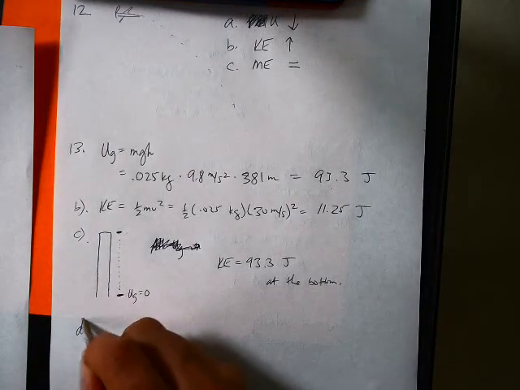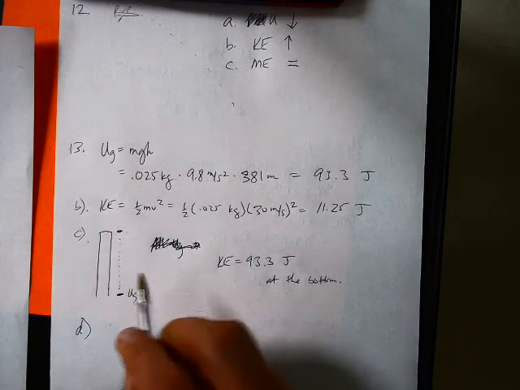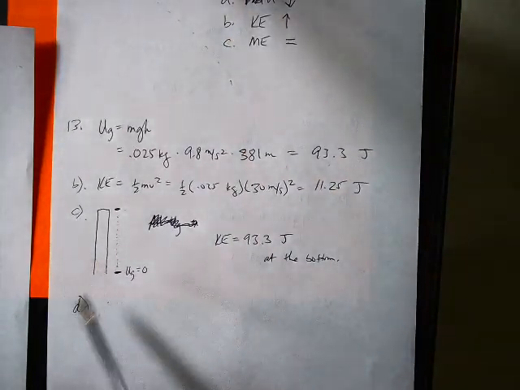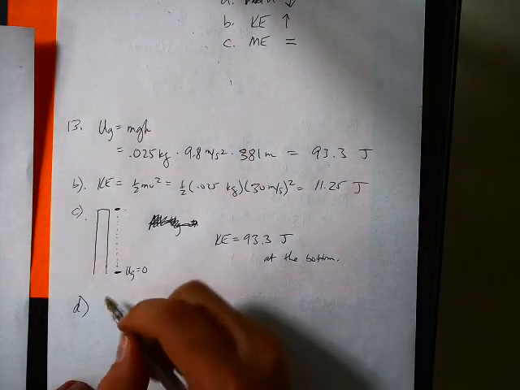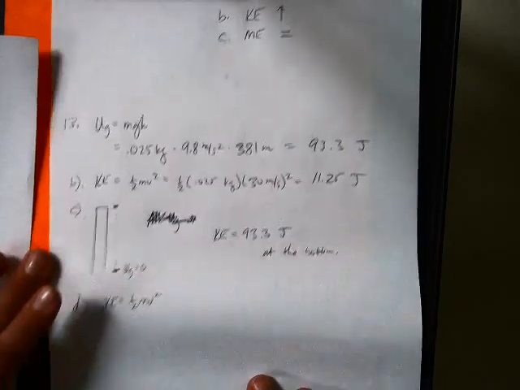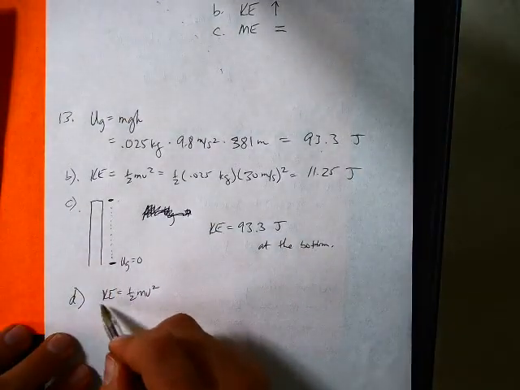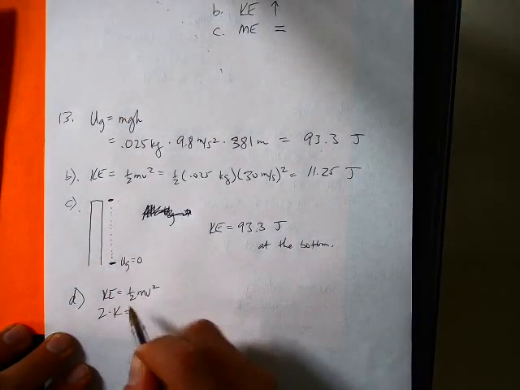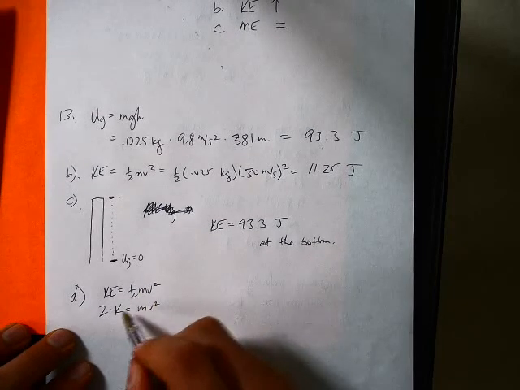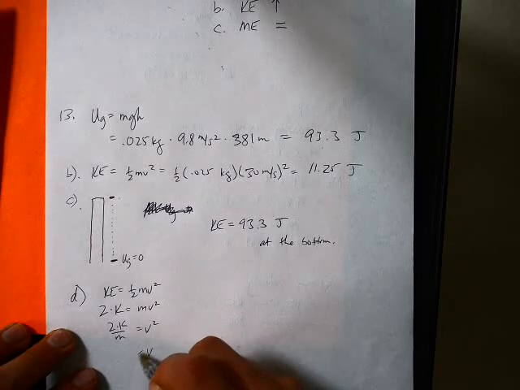Part D says, how fast will the penny be moving when it hits the ground? So we can relate speed to the kinetic energy it has, once again with 1/2 mv squared, and we're just solving for velocity in this case. So you multiply both sides by 2, divide by m, and you take the square root.